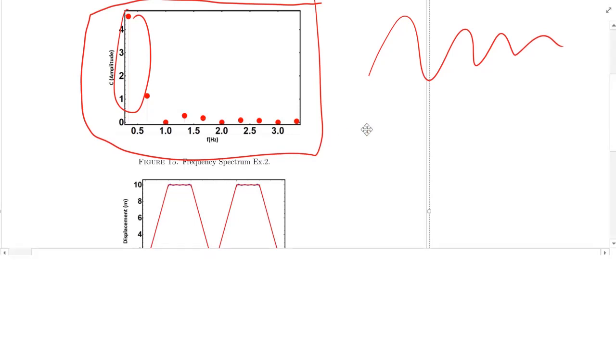And next time we'll talk about DFT, so converting those integrals to summations.